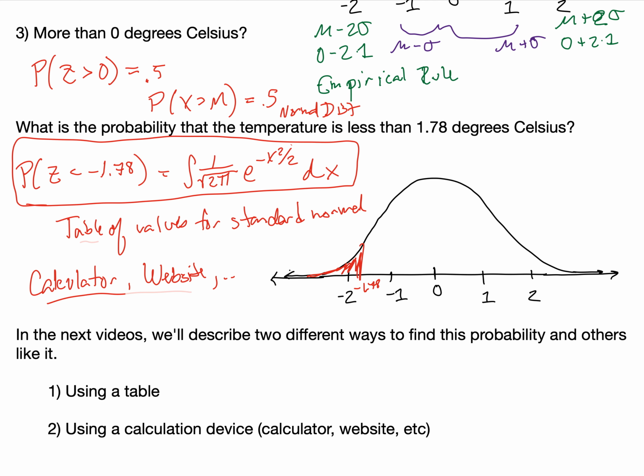Many distributions have a normal distribution, and when we talk about, say, hypothesis testing later on, in many cases we need to find probabilities for normal distributions. So finding this is a very common problem that is typically solved either by a computational device or by a table. And in the next videos, we'll describe both ways of finding the probability for standard normal distributions as well as for normal distributions with any mean and any standard deviation.